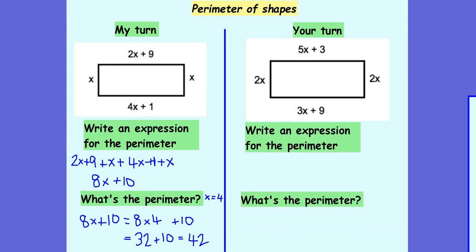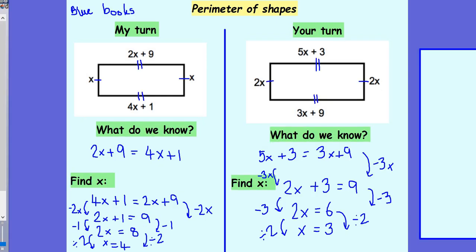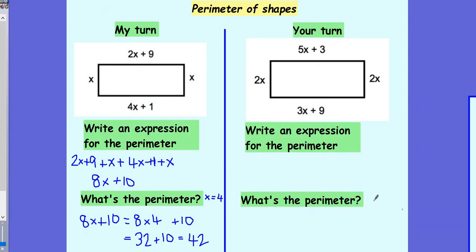Over to you, Year 7. In your dark blue books, can you please have a go at this example for me, remembering you previously worked out that x was equal to 3. Pause the video for a couple of minutes and work that out now. Okay, let's go through the answers.